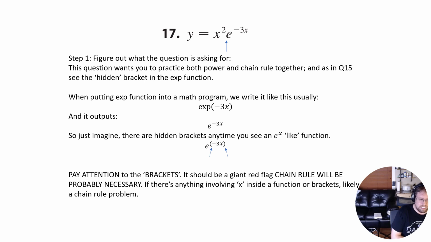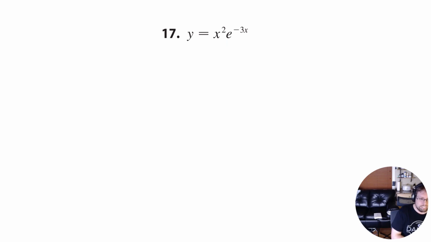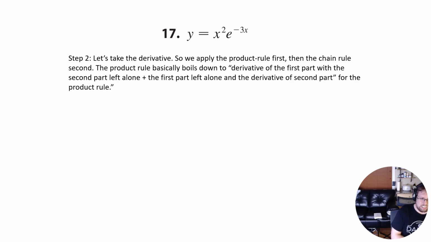And if you see brackets, it's probably a giant red flag that the chain rule is going to be necessary. I want you guys to get in your head, if you see brackets and there's anything involving your x, it's probably a chain rule problem. Alright, so let's take derivatives.